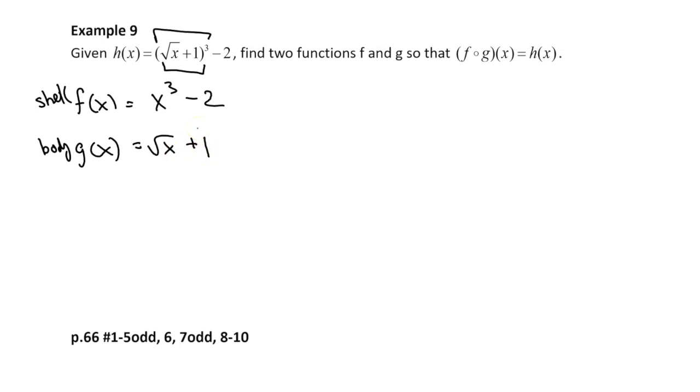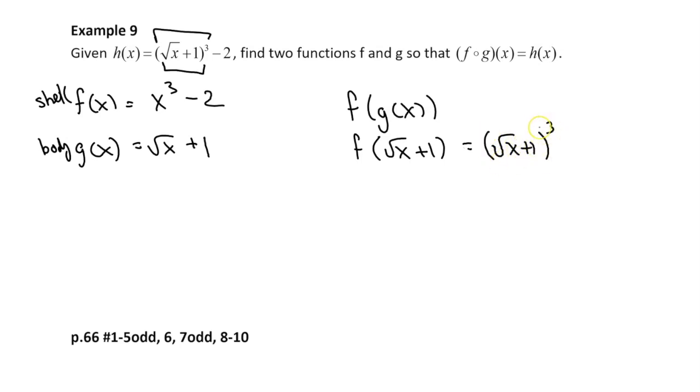Let's see if that works out if we do a check and do f of g of x. If we're saying g of x is equal to root x plus 1, then when we substitute that into our shell, or f of x function, wherever there's an x, we can replace it with root x plus 1 cubed, subtract 2, and that checks out with what our original was. So we know we've done that correctly.